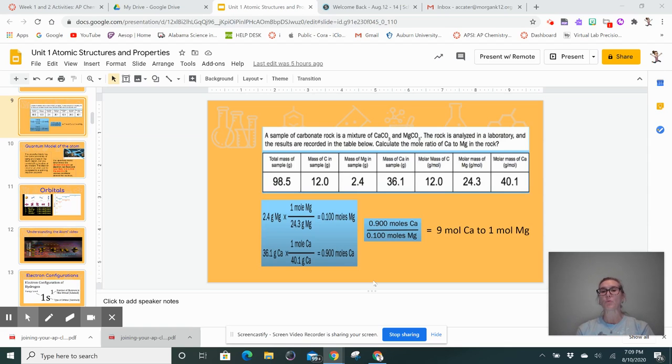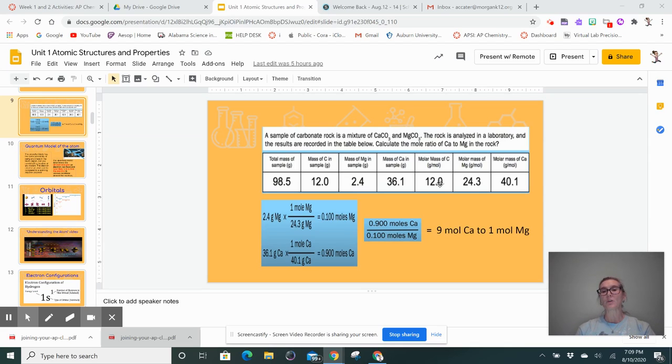So this is an example of a mixture, like we were talking about with compositions of mixtures in the last video. The rock is analyzed in a laboratory and the results are recorded in the table below. Calculate the mole ratio of calcium to magnesium in the rock. So here's the total mass of the sample, 98.5. Here's the mass of carbon, the mass of magnesium, the mass of calcium, and then the molar mass of each one of those things. Remember, molar mass is grams per mole.